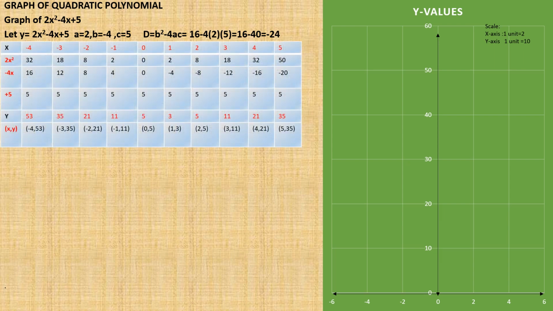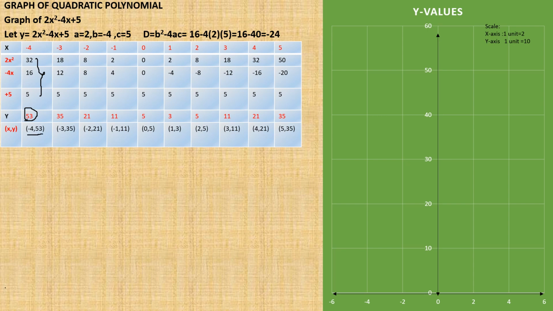So again the same, minus 4 to 5 I can go with 2x square. Here many will get confused. For 2x square, generally they will write 4 square 16. No, we have to multiply with 2 also. So 32, minus 4 into minus 4 becomes 16, and 5. If you add all those 3, you will get the value 53. And we will plot the point.